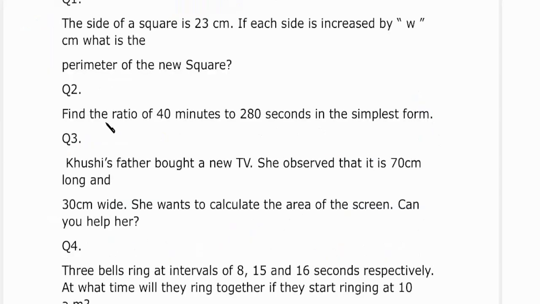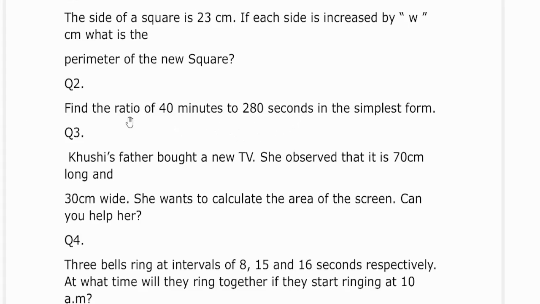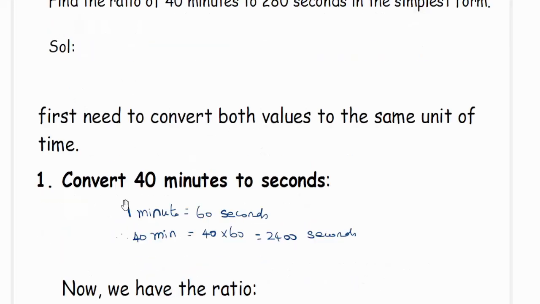Question 2. Find the ratio of 40 minutes to 280 seconds in the simplest form. We have to find the ratio between two values, but one value is in minutes and the other is in seconds. So here we have to convert, and then only it becomes a proper ratio. First we need to convert both values to the same unit of time, either seconds or minutes.